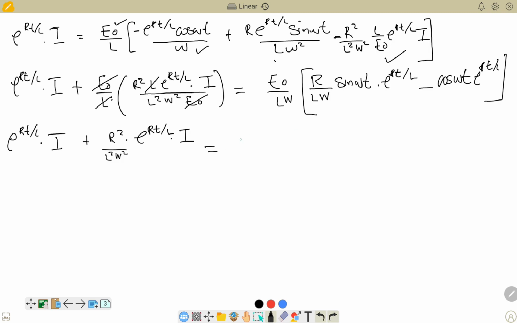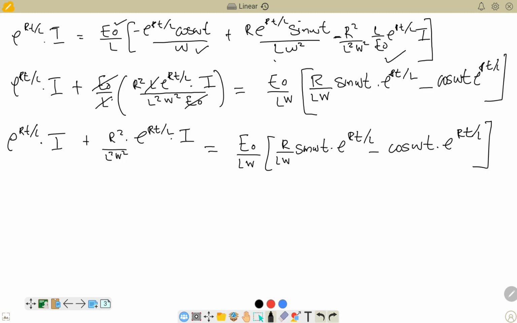It's equal to this term here, e to the power naught. This I will write as it is for now: sine WT times e to the power RT over L minus cos WT times e to the power RT over L. Okay, we are almost done now. Let's be patient. Let's factor out e to the power RT over L.